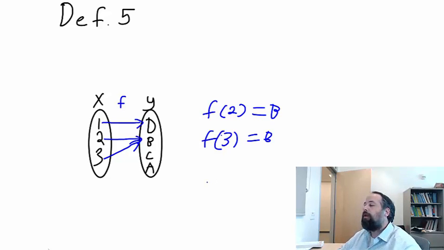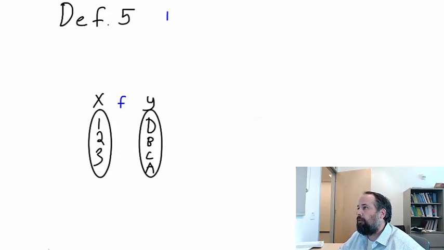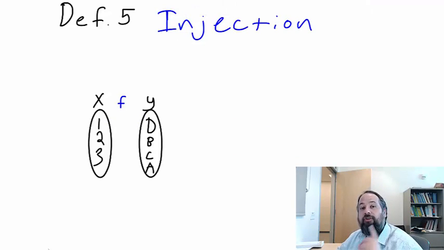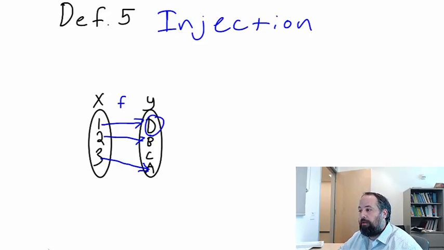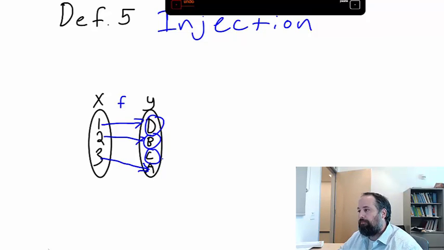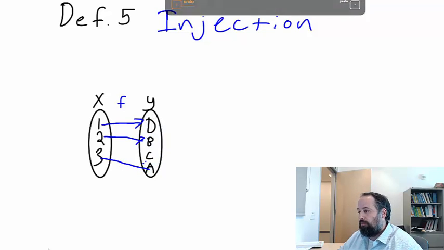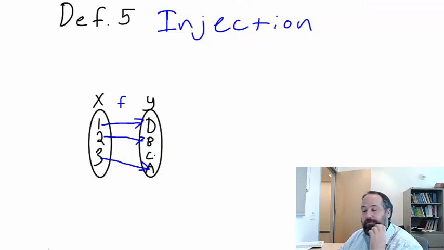All right, each member. An injection, let me write this up here. Each member of the range is mapped to by at most one member of the domain. So there, and there. D is mapped to by 1, B is mapped to by 1, C is mapped to by none, but that's okay. We said at most 1, and A is mapped to by 1. So this is an injection.